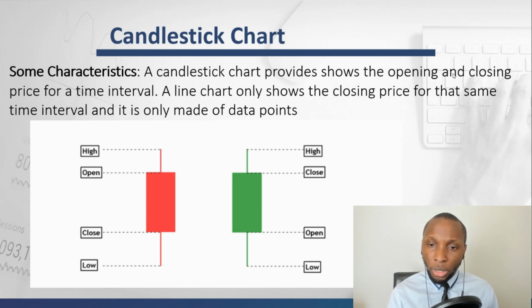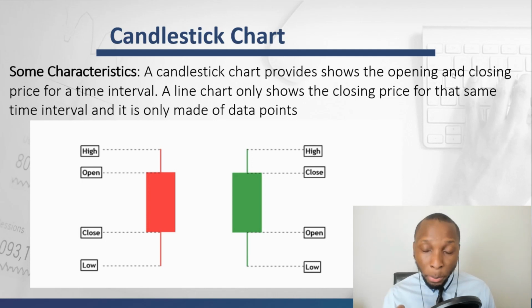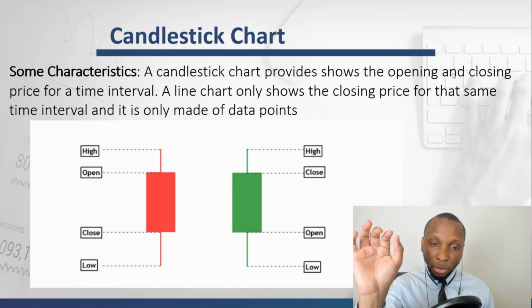But for the opening and closing price, pay attention to this. For the buying or the green candle, it is the opposite. The closing price is at the top, and the opening price is at the bottom. Think about it like this: because the green candle represents a price increase, if the price is being pushed up, the closing price should be at the top.